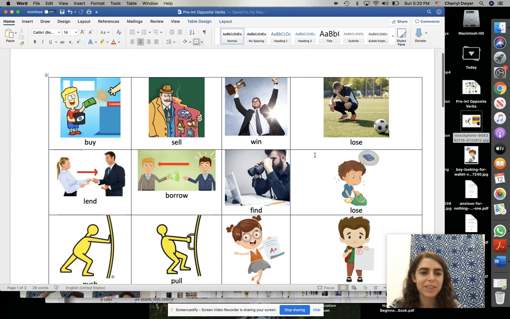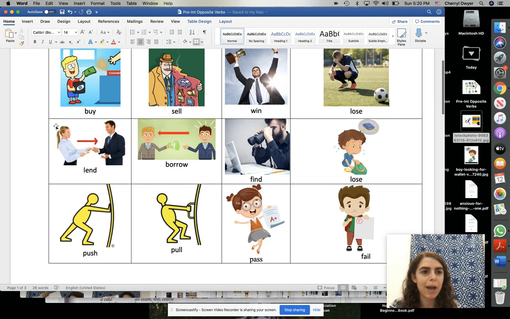All right. Next, we're going to talk about this one, lend. Lend. So lend, a lot of times we use this when we're talking about money. So the arrow here is very important. When you take money and you give it to someone and they have to pay you back, you're lending them money. Lend. Okay.